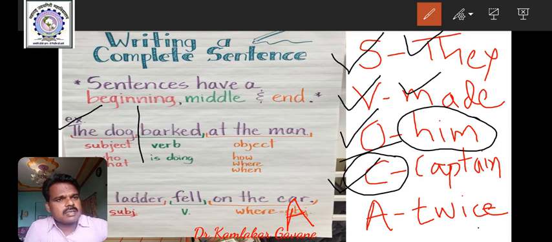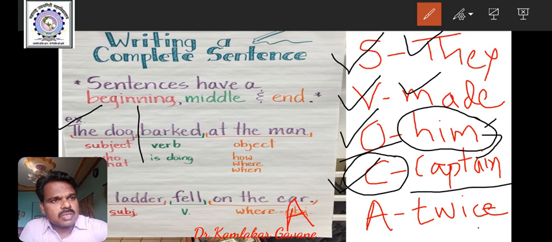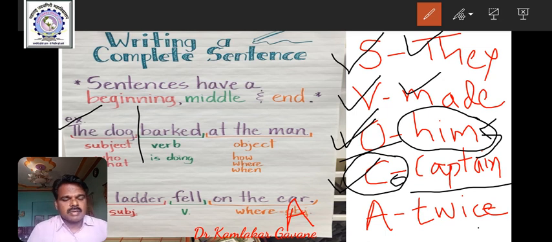Now look at this example. The word captain is a complement to the object. If you ask the question who is captain, it refers to this object, him. They made him captain. Who is captain here? Him. He is captain. And hence, this is an example of complement to object. Remember, complements are of two types, subject complement and object complement.